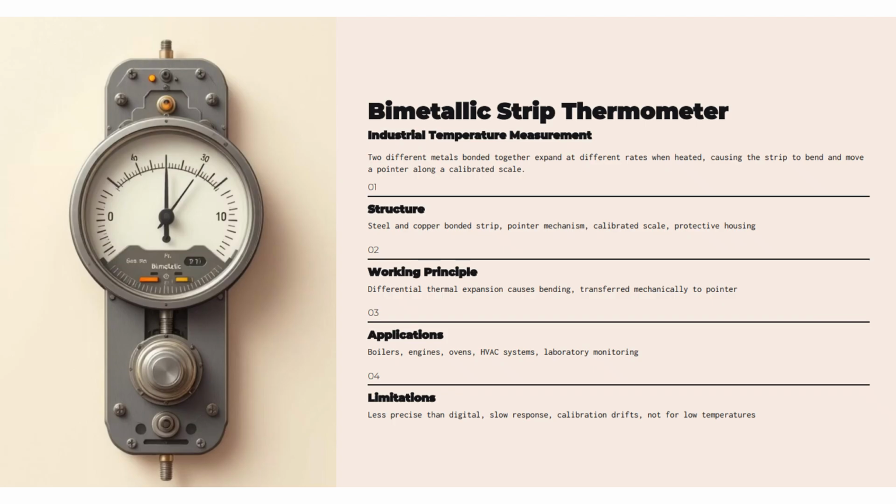These thermometers, as I already mentioned, are especially used in industry applications like boilers, ovens, engines, and HVAC systems. However, they are less precise compared to digital thermometers and respond slowly. This is one of the important drawbacks of the bimetallic strip thermometer.